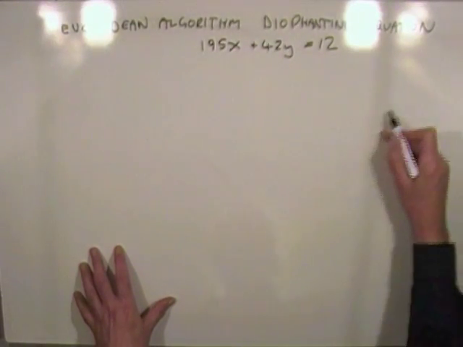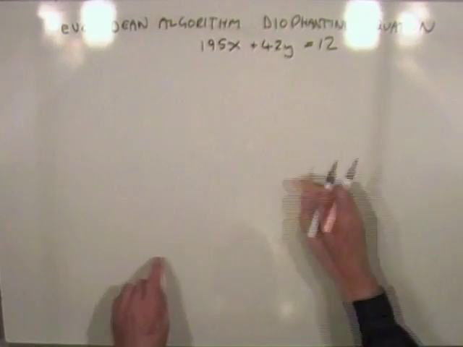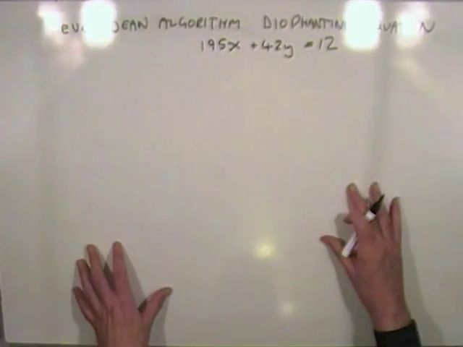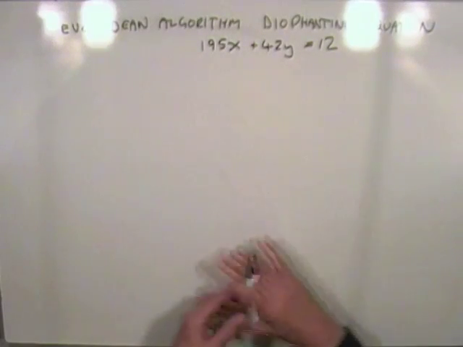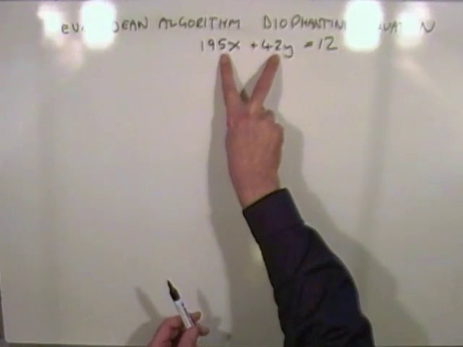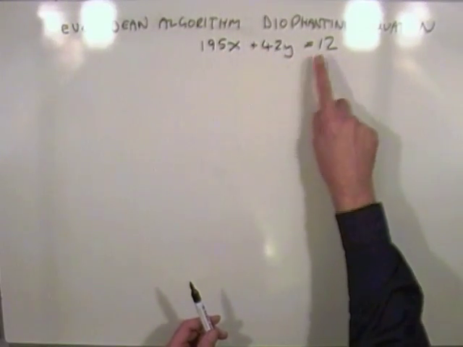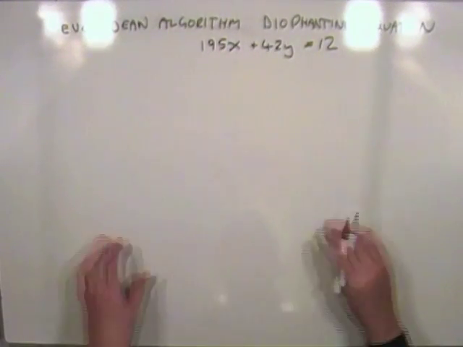Does every straight line have to have integral solutions somewhere? Every straight line, when you draw it, does it pass exactly through the grid points at certain places? And the answer is no. If the greatest common divisor, the biggest number that divides into these two, doesn't also divide into this, then there'll be no integral solutions.